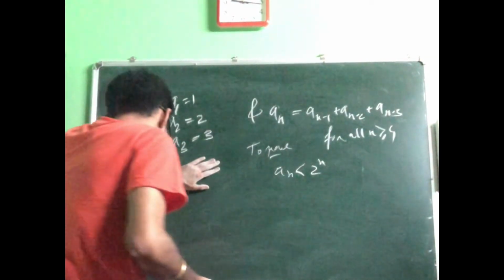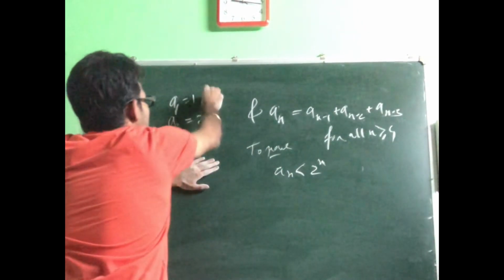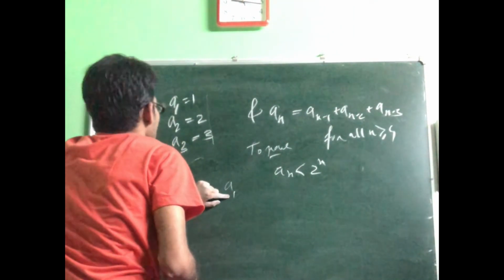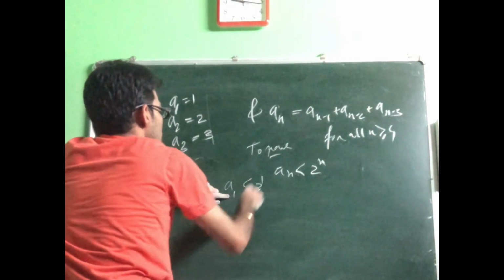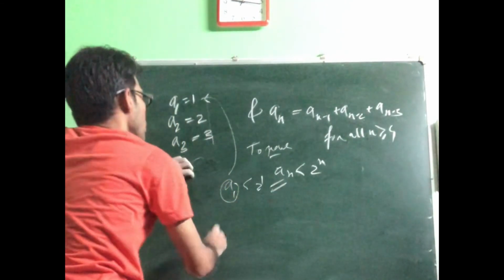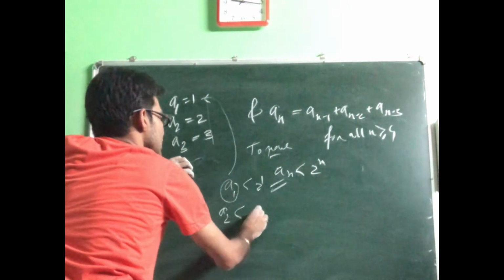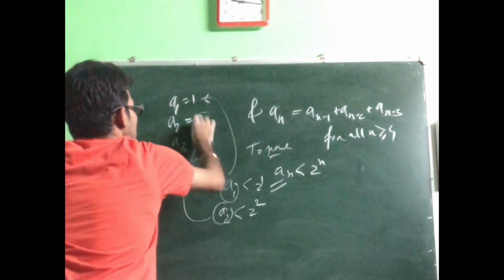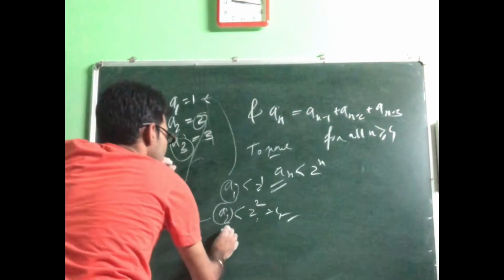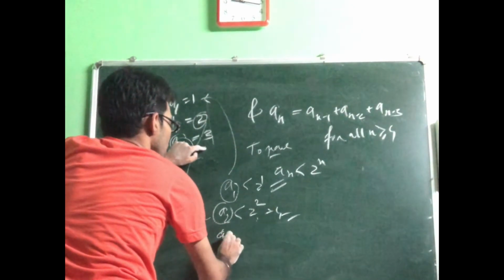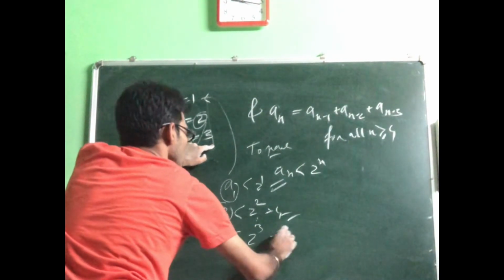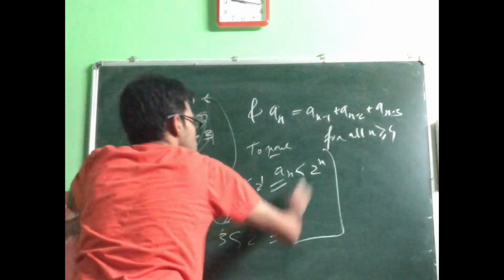Now for n equal to 1, base case. So here I need to take 3 base cases. For n equal to 1, this becomes a1, which is less than 2 to the power 1. a1 we know is equal to 1, so this is true. What about a2, less than 2 square? a2 I know is equal to 2, and 2 square is 4, and this also holds true. What about a3? a3 I know is equal to 3, and definitely 3 is less than 2 cube. So this also holds true. So the base case holds true.